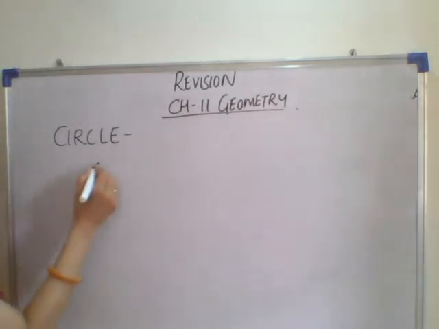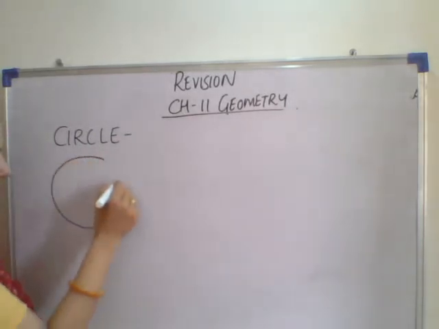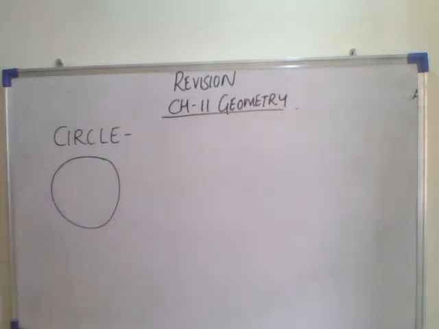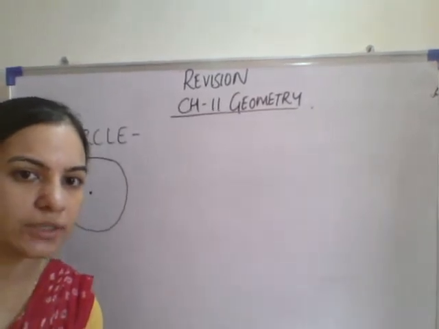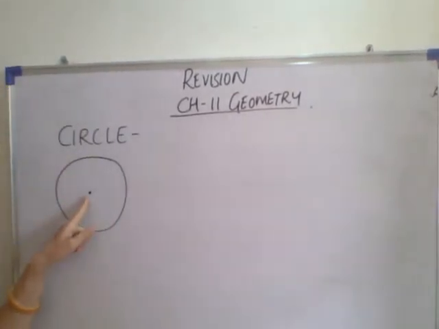Circle, you all know what is the circle. This one is the circle. It is a closed figure which has no sides and vertex. See, it is a closed figure. Now this point is the center of the circle. Why is it the center of the circle? Because it is exactly at the center.